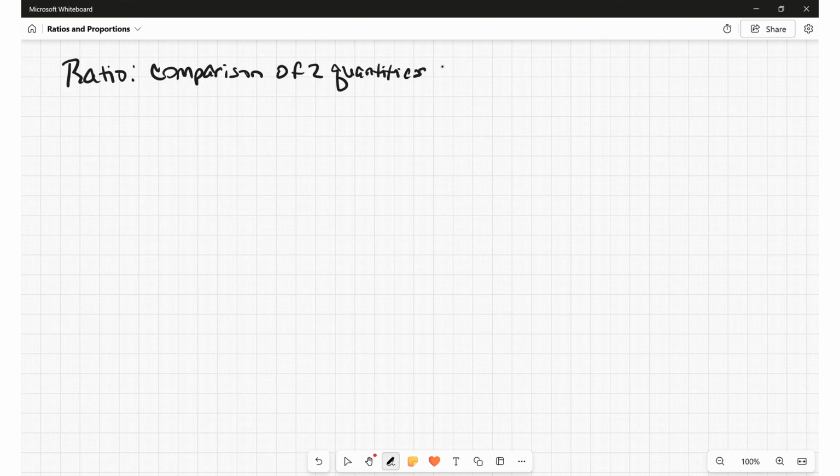Okay? And this can be written as, say, in this notation, it can be written in fraction notation, which is what we are going to use most of the time, or it can be written in word notation 3 to 1. So, something to keep in mind, order matters.